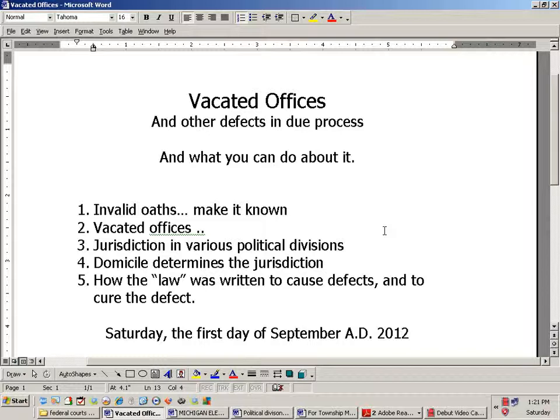Vacated offices and other defects in due process. Right? Our biggest problem is we're not getting due process. Well, if we're not getting due process, then that's a defect. So what is there we can do about it?